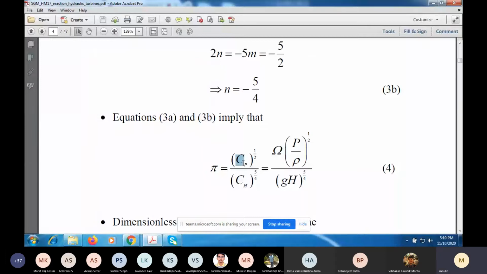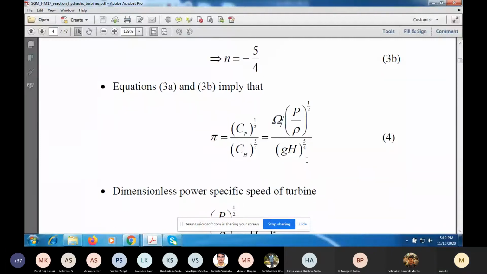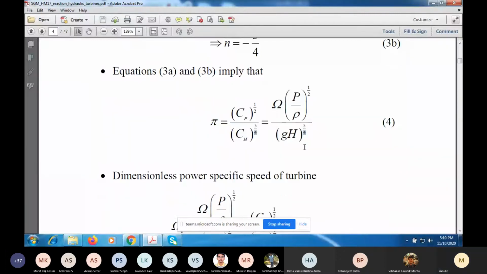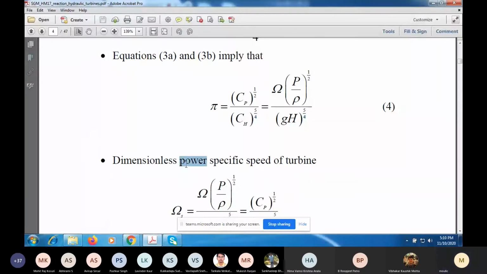not be given. It is Cp raised to the power half divided by Ch raised to the power 3 by 4. So this combination is proportional to omega. So it is omega to the power 1 times this quantity, and there is no diameter in it. So it is omega times square root of P upon rho divided by (gH) to the power 5 by 4. So this is dimensionless, and we'll call it specific speed. We'll call it power specific speed of the turbine.